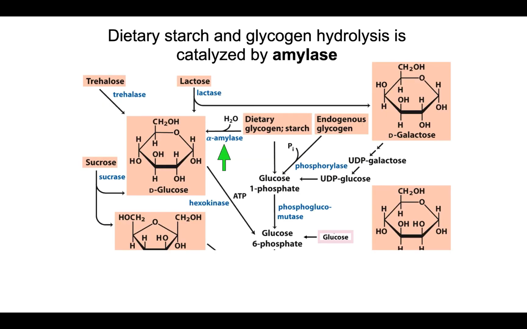Now, dietary starch, starch that you get from your diet, can be broken down in one of two ways. The first is through something called amylase. Amylase is an enzyme that will use water to break down our starch or glycogen, and in so doing, the direct product of this reaction is simply glucose.